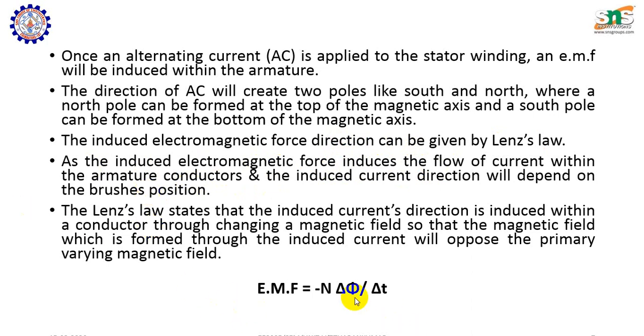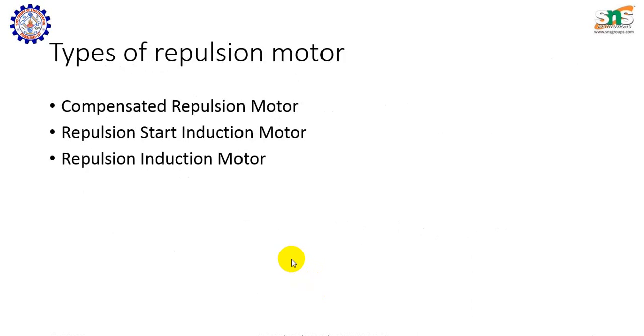EMF is equal to minus N dphi by dt, where N is the number of turns, and dphi by dt means a small change in flux with respect to a small time. Lenz's law states that the induced current direction is such that the magnetic field formed through the induced current will oppose the primary varying magnetic field. That's why we have mentioned the negative sign. So as per Lenz's law, the EMF produced is opposing the magnetic field.